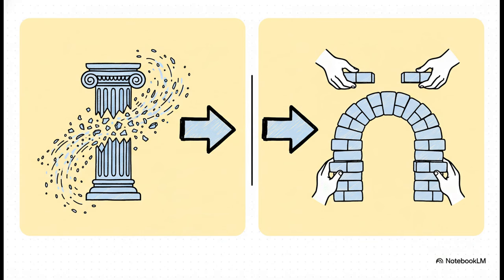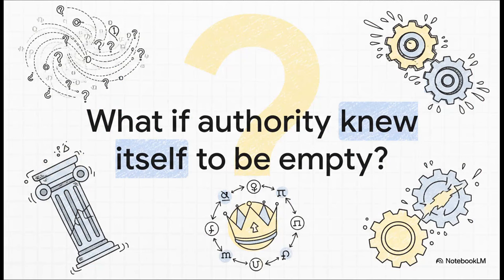On the surface, they look completely incompatible, right? This is where we force the collision. We do it by asking a question that, honestly, neither of these traditions would ever think to ask on its own. The question is, what if authority knew itself to be empty? What would it look like for a power structure to understand that its own existence isn't permanent, isn't self-grounded, but is actually temporary and dependent on other things?